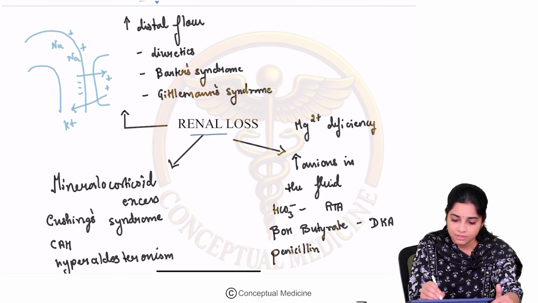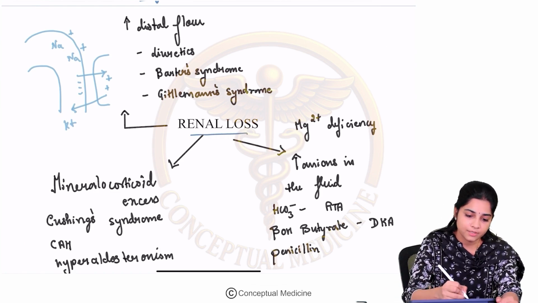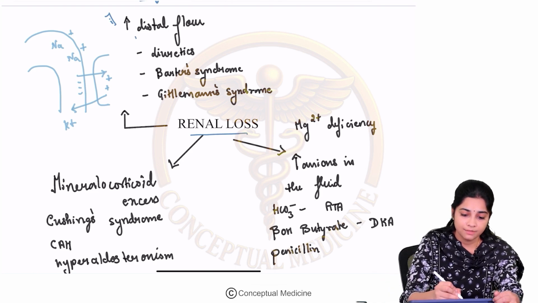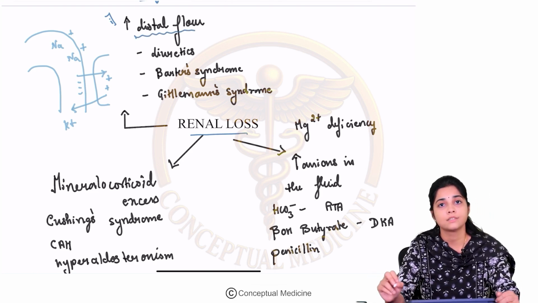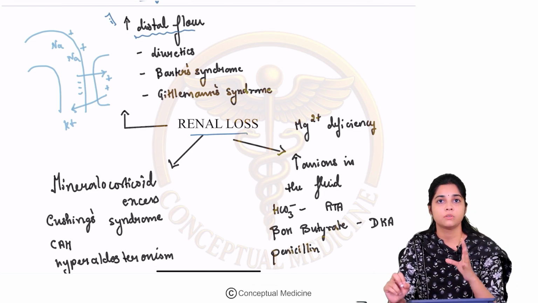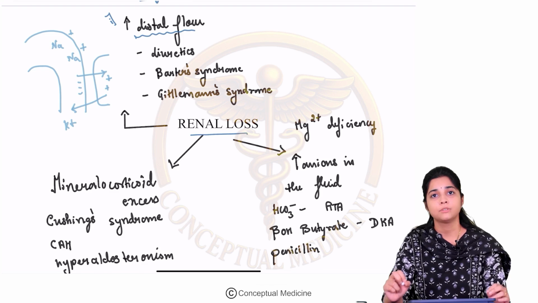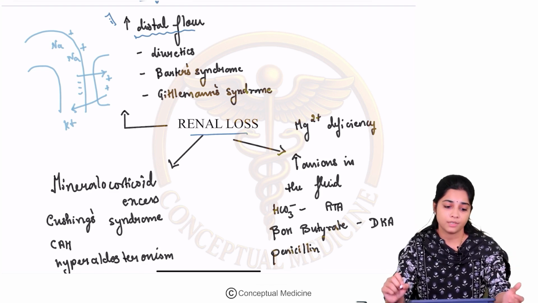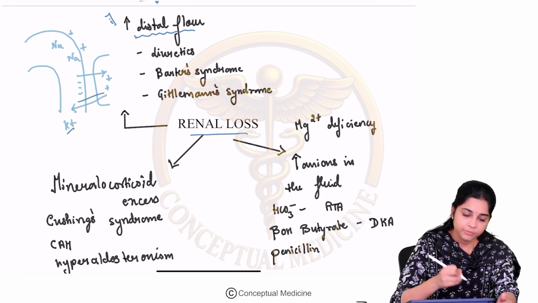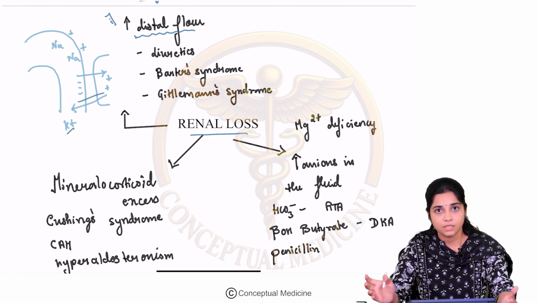So whenever we come to the renal loss, let us understand the first concept. When do you get a renal loss of potassium? Whenever there is increased distal flow. So we have already seen that if there is an increased solute load, or the amount of fluid which is coming to the collecting duct is more rich in sodium, then the potassium comes out to compensate for it. So what are those conditions, right?